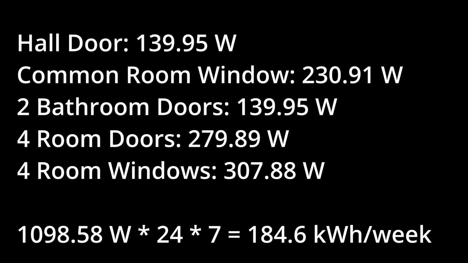If we use a similar process for all the other things, applying a 1.1 multiplier on each of the windows for them being fairly leaky, you come out to a total of 1,950.58 watts for this whole system. So then you can multiply that by 24 hours per day and 7 days per week. You get 184.6 kilowatt hours per week.